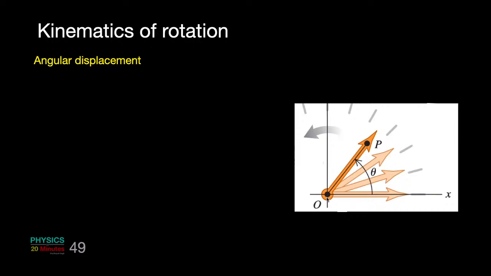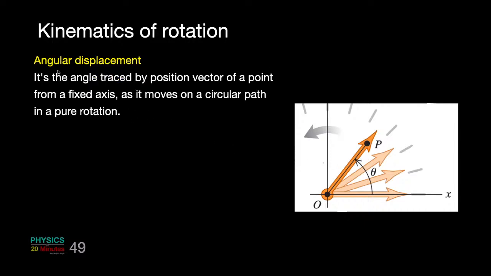I can always draw a reference x-axis, and with respect to the reference x-axis, I can measure the angle by which the position vector representing point P rotates. This angle I can call theta, sometimes delta theta, and this will be called angular displacement. It is the angle traced by the position vector of a point from a fixed axis. This is my fixed axis. Remember, this is very important. You have to decide one axis as your fixed axis. You can give it any name. In my case, I call it the x-axis.